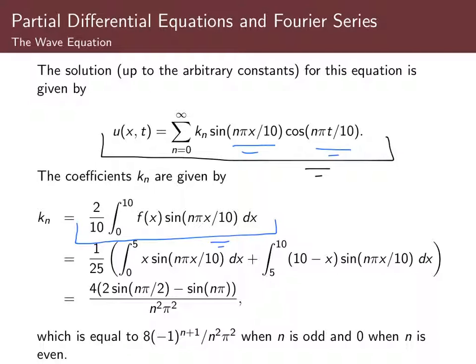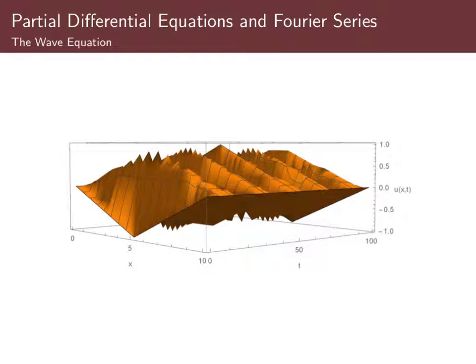x over 10, which ends up, after a little bit of calculation, giving us terms equaling these guys only when n is odd and 0 when n is even. And solutions here look like this guy here.